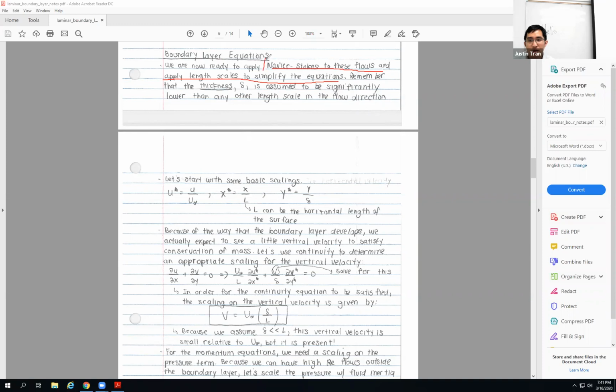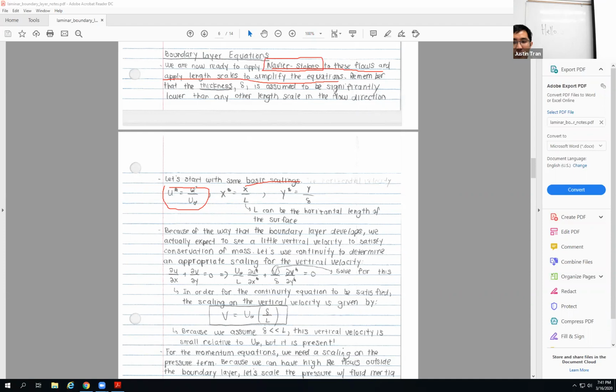In order to do that, we need to establish some basic scalings for some of the different variables. First, let's talk about the horizontal velocity. For the horizontal velocity, we have a very obvious scale here: the free stream velocity, u infinity. So we say that if we define u star to be u divided by u infinity, this gives us a scale for the horizontal velocity.